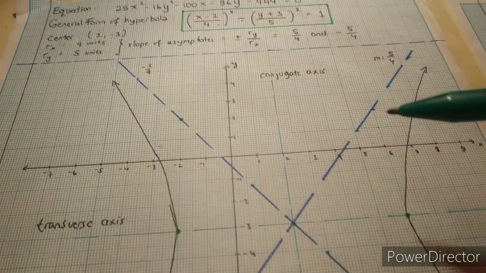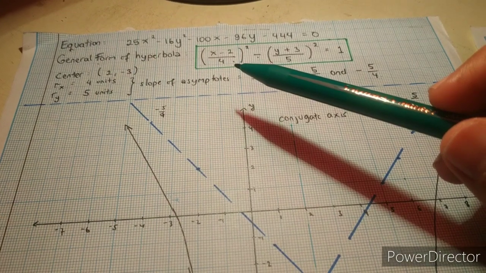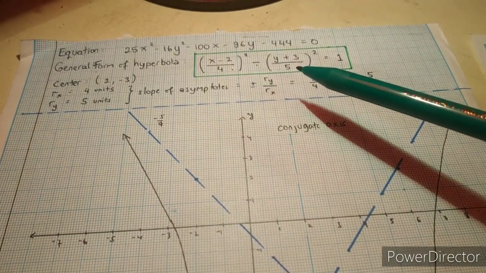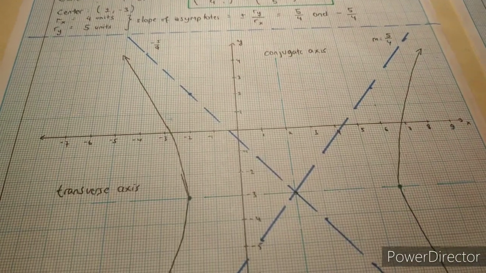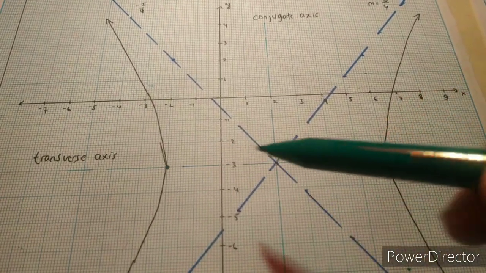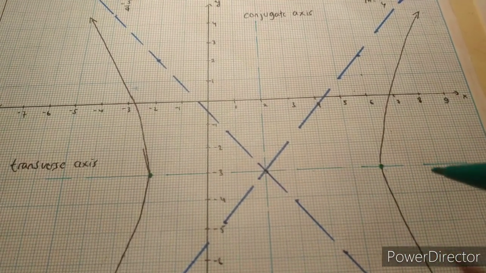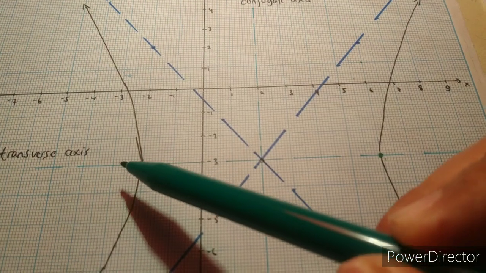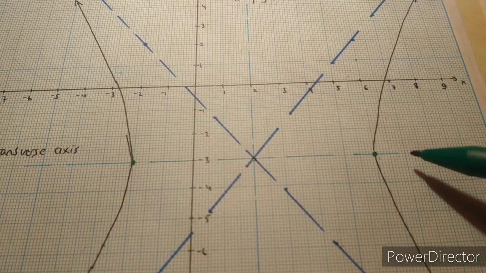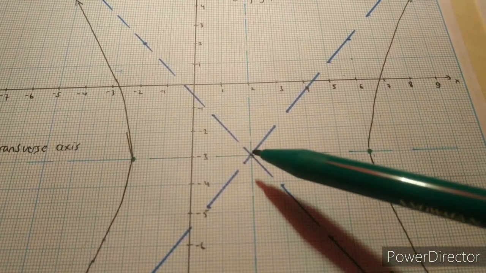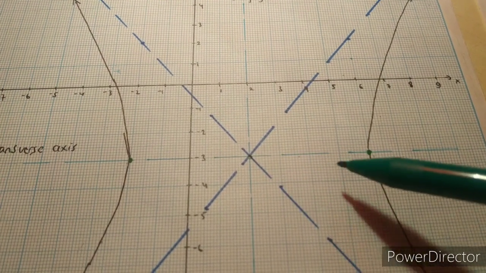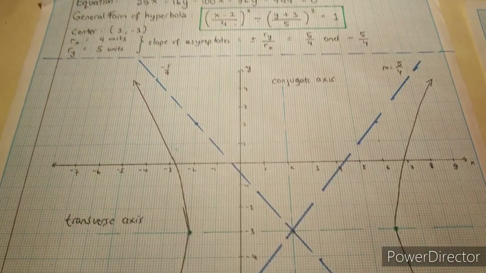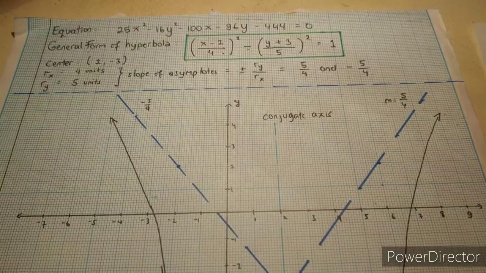So we have known that the x radius is 4, the y radius is 5. Okay, so since the transverse axis is the horizontal one, it means the foci will be around here and here. So the focal radius will be the distance from the center to the focus point. So let's find what is the focal radius.